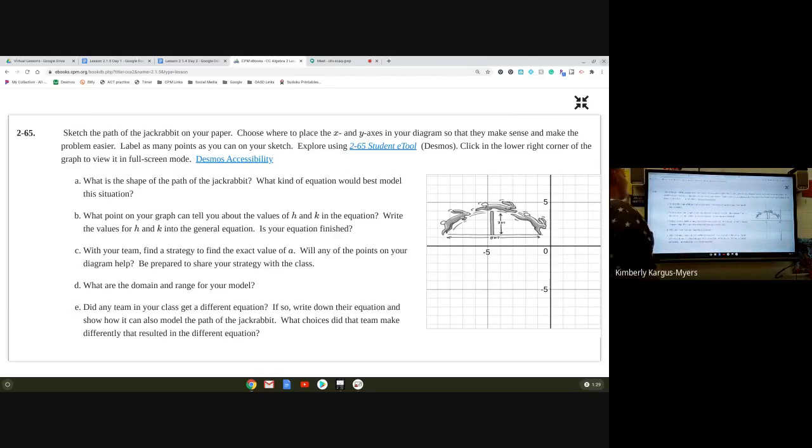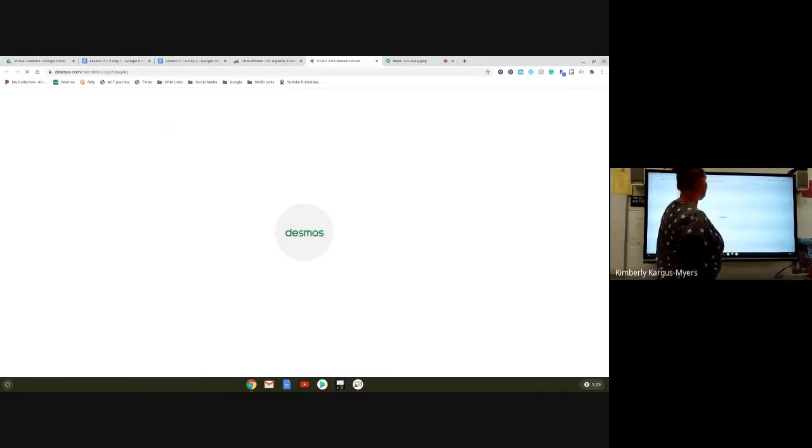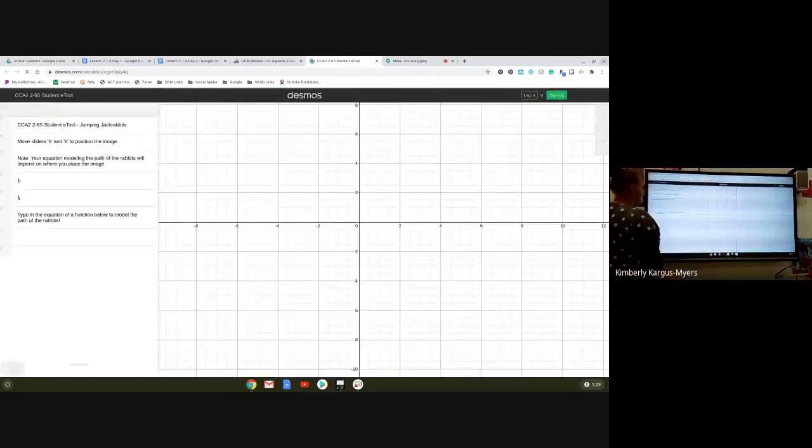Part B: what point on your graph can tell you about the values of H and K in the equation? Then write the values for H and K into the general equation. Is your equation finished? H and K, remember, they refer to the vertex. Now before we sketch this, I just want to show you the E tool. You can do this on your own as well if you'd like.